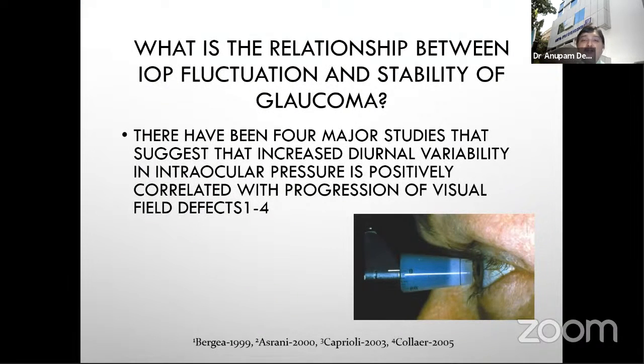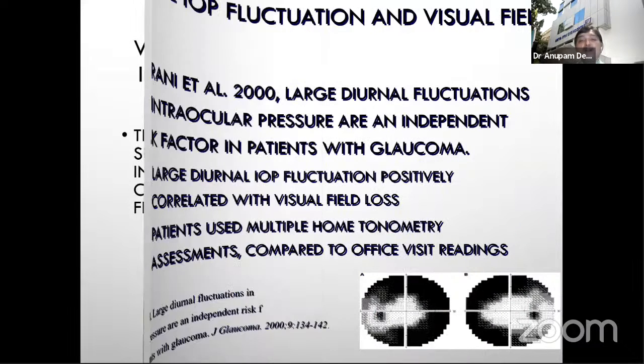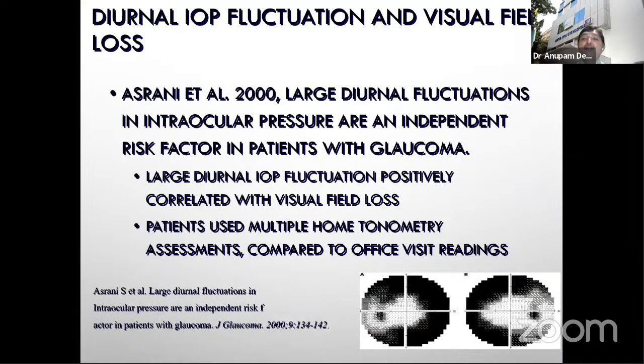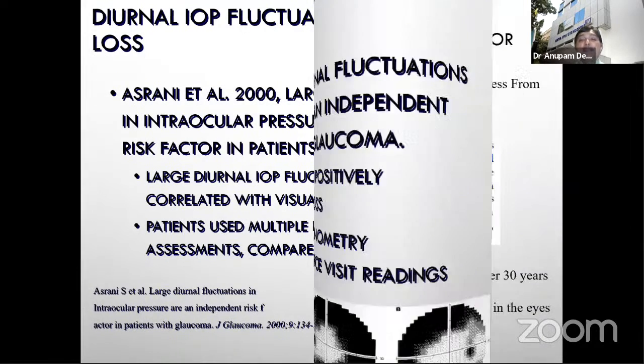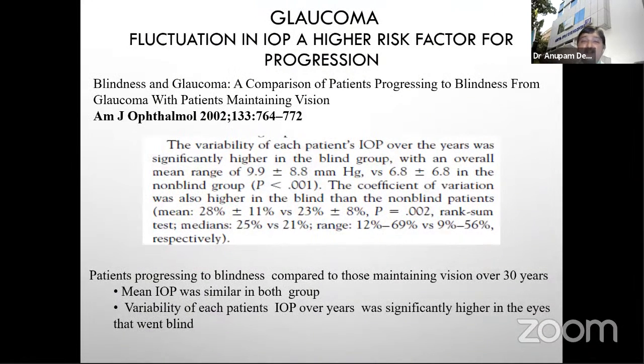These studies show that increased diurnal variability in the intraocular pressure is positively correlated with the progression of the visual fields. Another important study, by Asrani et al.: large diurnal fluctuations in the intraocular pressure are an independent risk factor in patients with glaucoma. This was an interesting, very long-term study. Two groups of patients, both with glaucoma, and both apparently had controlled glaucoma. But one group of patients progressed towards blindness, while the other group did not progress much.